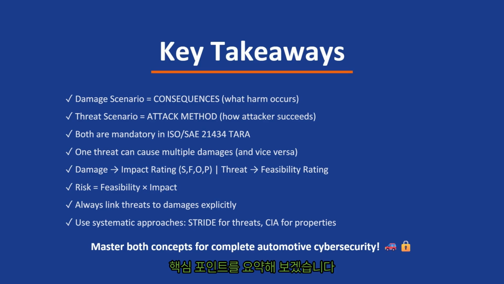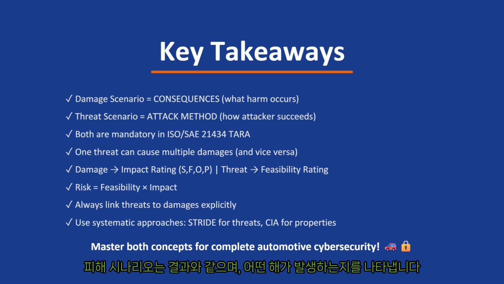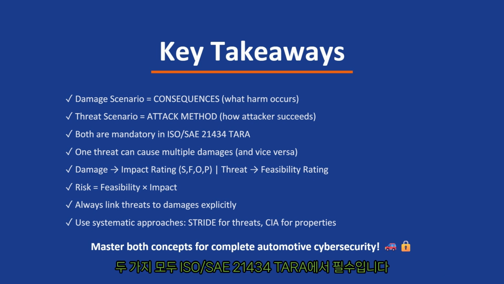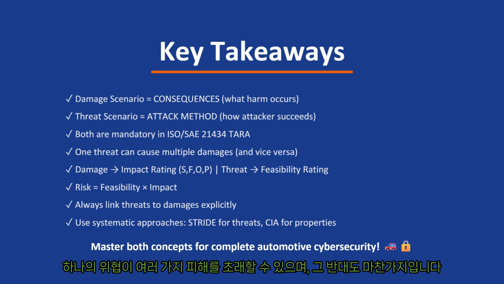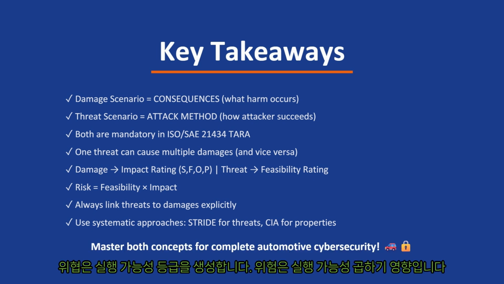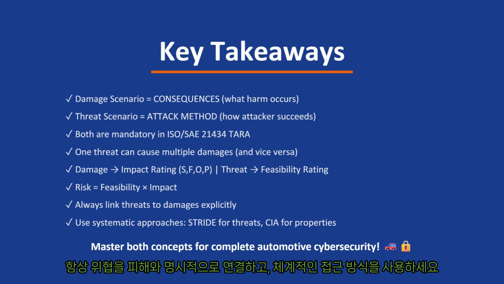Let's summarize the key points. Damage scenario equals consequences. What harm occurs? Threat scenario equals attack method. How the attacker succeeds. Both are mandatory in ISO SAE 21434 TARA. One threat can cause multiple damages and vice versa. It's a many-to-many relationship. Damage produces impact rating in safety, financial, operational, privacy categories. Threat produces feasibility rating. Risk equals feasibility times impact.